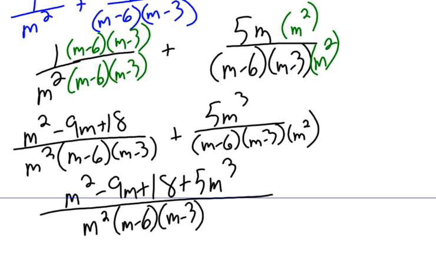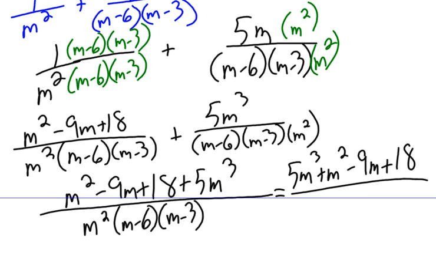Check your numerator, see if anything can combine, any like terms. As you can see, nothing can combine. If anything, we can write that numerator in descending order. So 5m to the third plus m squared minus 9m plus 18, all over m squared times m minus 6 times m minus 3.